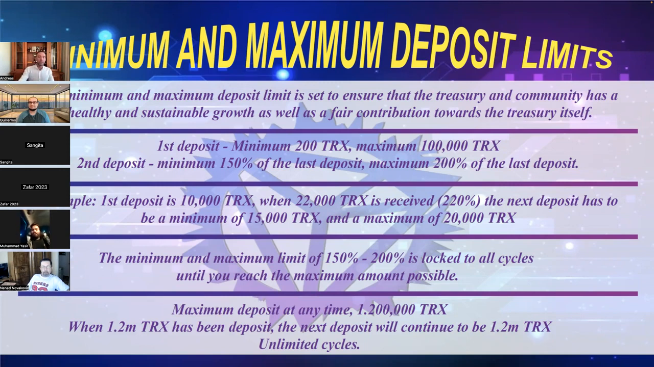Now, once you reach the highest amount possible to deposit in the Tron Treasury contract, you will no longer be able to increase your deposit with 150%. So the maximum deposit at any time will be 1.2 million. And once you reach that amount, you will continue to be able to do cycles at 1.2 million TRX. They are unlimited.